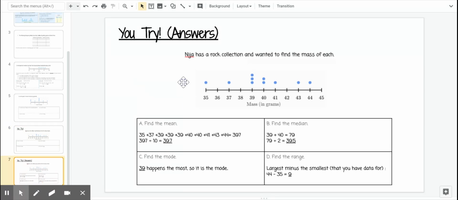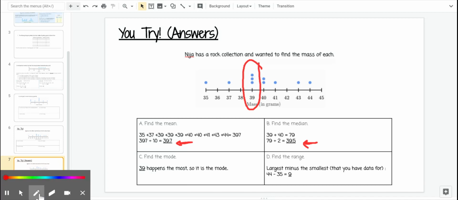Here are the answers for this graph. So you can see, you can pause it and look at the answers if you need to. Your mean should have been 39.7 right here. Your median should have been 39.5. Again, I had to divide by 2 because I have an even number of data. The mode, 39, happens the most. I can see that right here. There's 3 dots for 39.